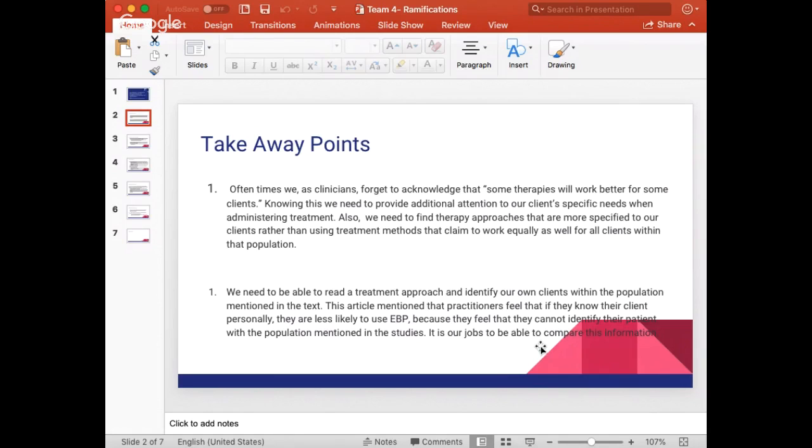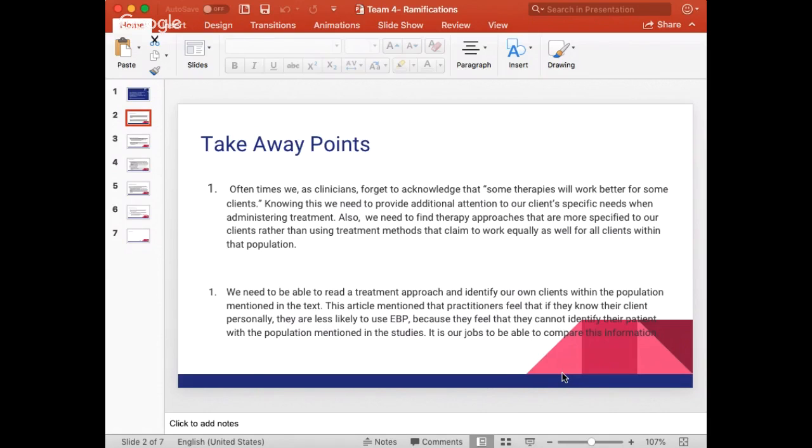So that's where one section of the evidence-based practice trifecta comes in, that we do have to use our clinical expertise as well in knowing what's best for our clients. On the same hand, that brings me to point 2 here, that oftentimes we know our clients so well that we can't identify them in research studies.